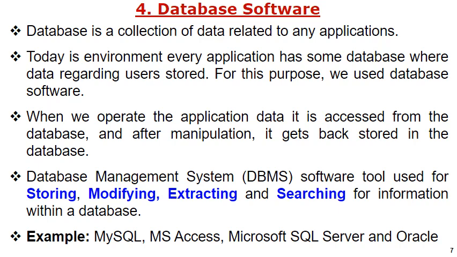In today's environment, every application has some database where data regarding users is stored. Here I am explaining it with students' data. So for this purpose we use database software. You have stored the user data, and after some time the user comes and says that their phone number has changed, so please change it. How is that possible? When we operate the application, the data is accessed from the database, the particular student's data is accessed, manipulated, specifically the phone number, and stored back in the database.